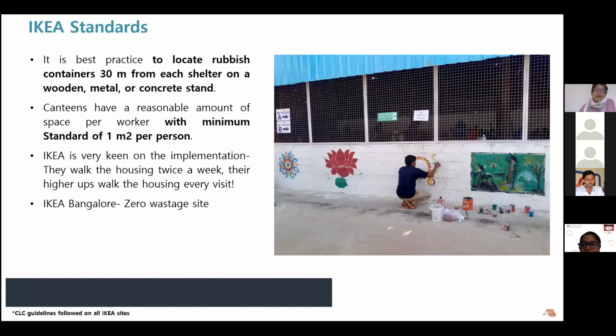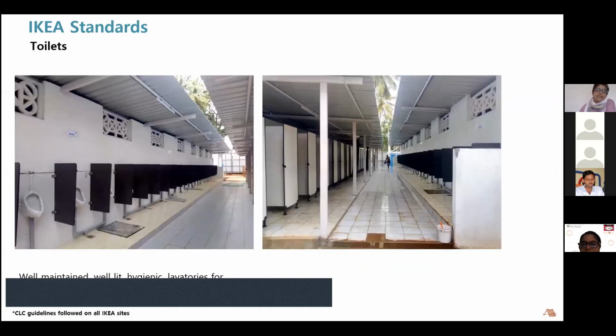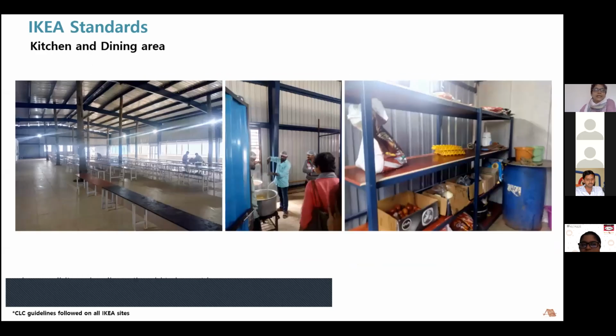So this is the Bangalore campus. We thought we will share some pictures with you. Canteens also they have. Bangalore site is zero wastage. So this is how the rooms are. This is how the toilets are. And Shapuji is doing an amazing job maintaining it also.